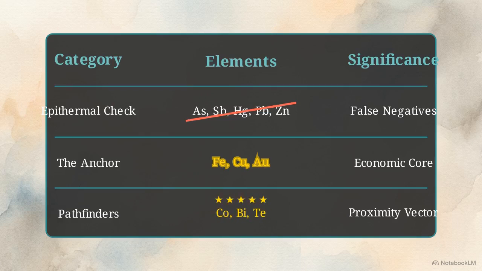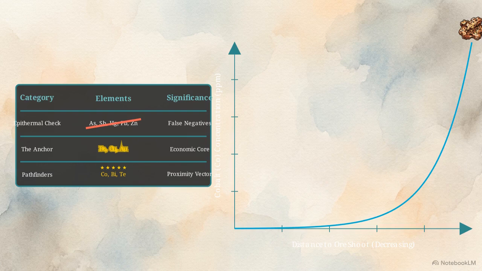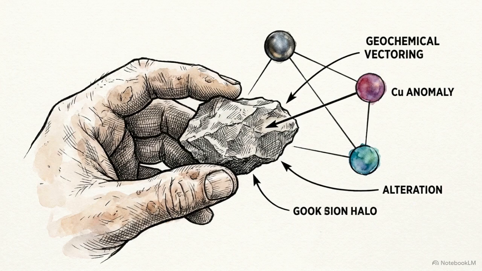True IOCG geochemistry is anchored strictly by iron, copper, and gold. To vector toward the center, you must track the 5-star pathfinders: cobalt, bismuth, and tellurium. Modern exploration relies on cobalt concentration, a mathematically reliable indicator of fluid proximity. As cobalt rises, the distance to the ore chute decreases. The only major exception is uranium, a mandatory addition only when vectoring toward the highly oxidative hematite subtype. Hitting the drill target requires discarding outdated epithermal checklists. Accurate soil and rock chip vectoring relies on isolating that specific cobalt, bismuth, and tellurium footprint.